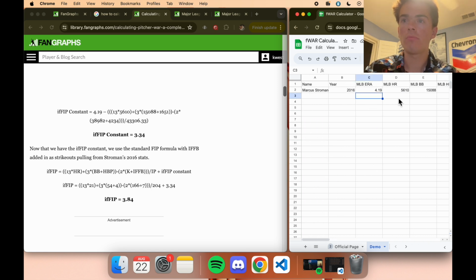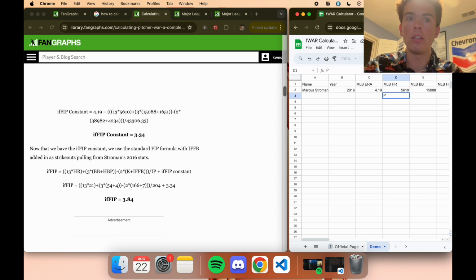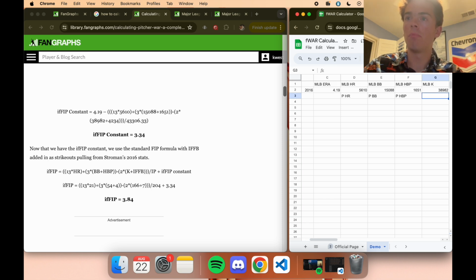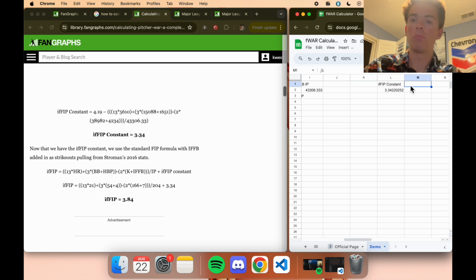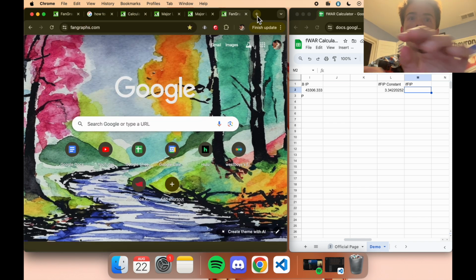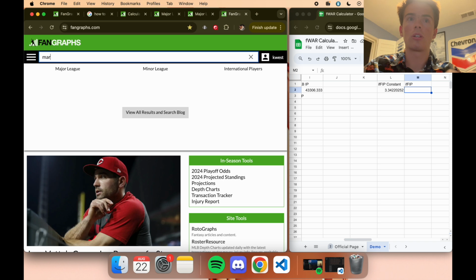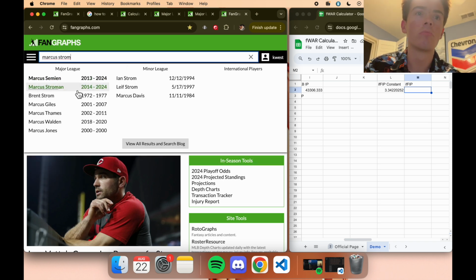I denote this with P. So we need PHR, home runs, P walks, P hit by pitch, PK, PIFB, PIP. And then there's going to be other stuff we need as well down the line. So that's why I'm leaving a little bit of room. So IFFIP. But now we need to find this for Stroman. So let's open another page of Fangraphs. Let's go to Marcus Stroman.